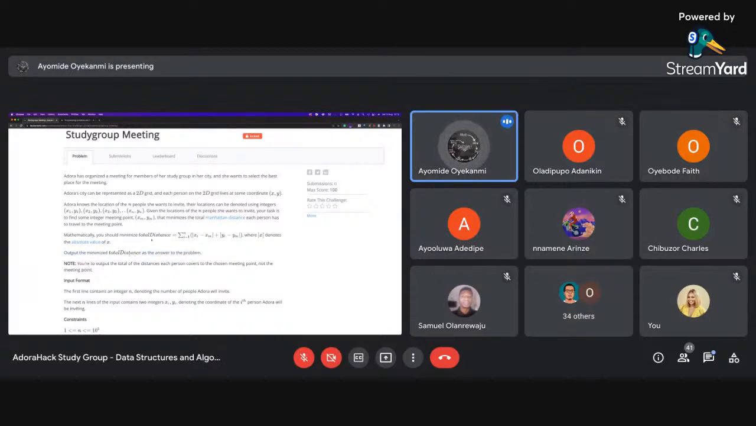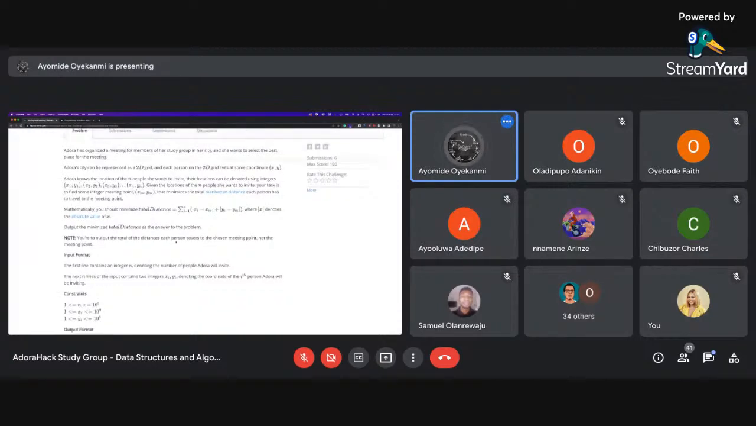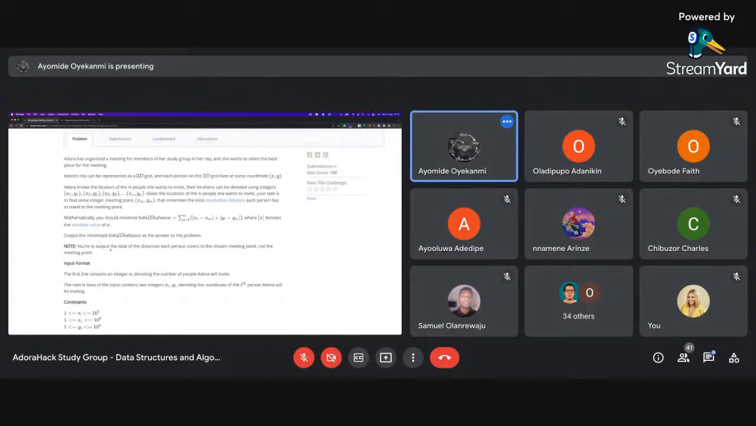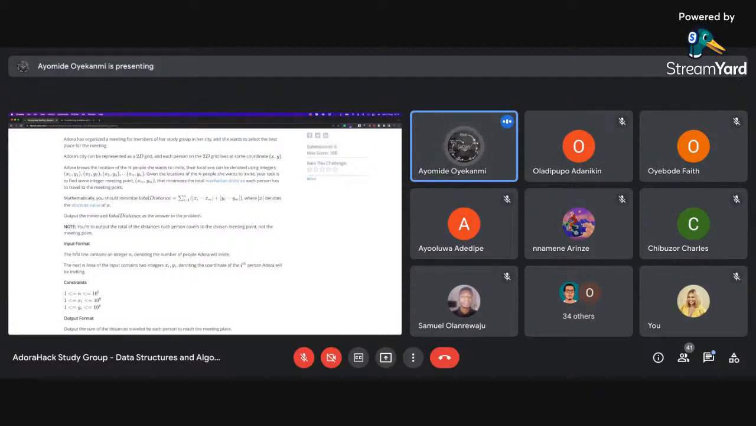The idea is that you want to minimize the distance each person has to travel. And so what we care about minimizing as much as possible is the total distance, which depends on the location we decide for the meeting point, right? So how do we decide the location for the meeting point? I think that is what this question is asking. So let's see. We output the total distance each person covers to the chosen meeting point, not the meeting point itself. Right. Okay, that makes sense.